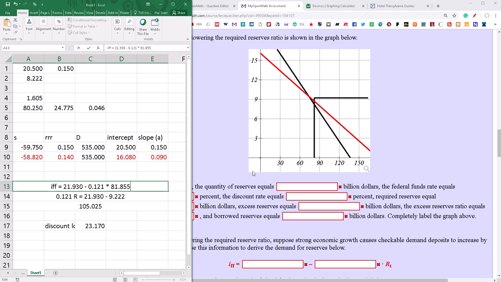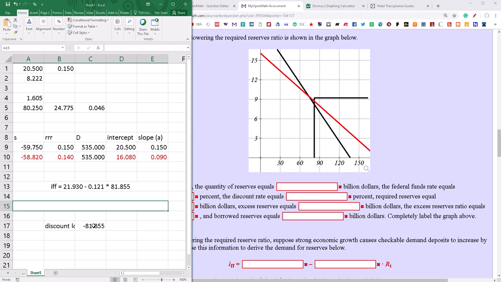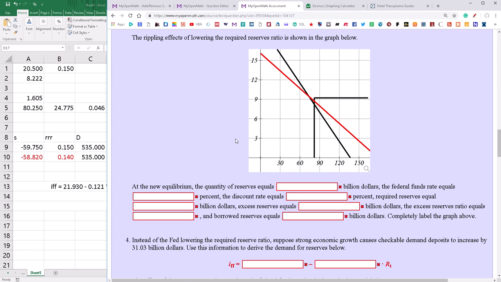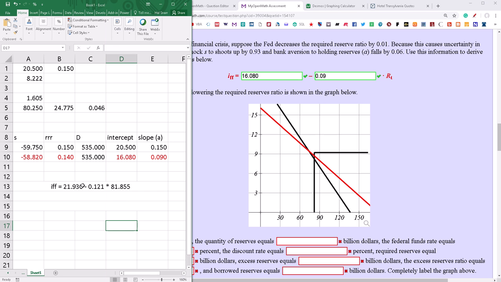Okay. Let me clear this out. Okay, the new intercept was 16.080. The new slope was 0.09. Okay, so all I gotta do is plug in that original level of reserves into the new demand curve.